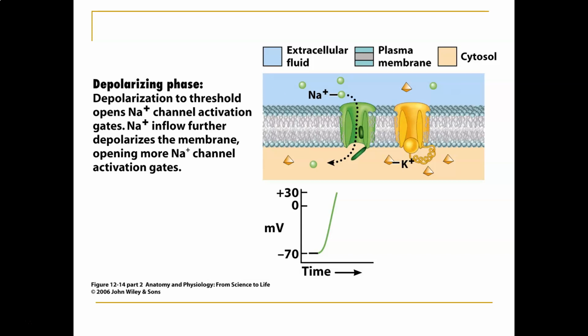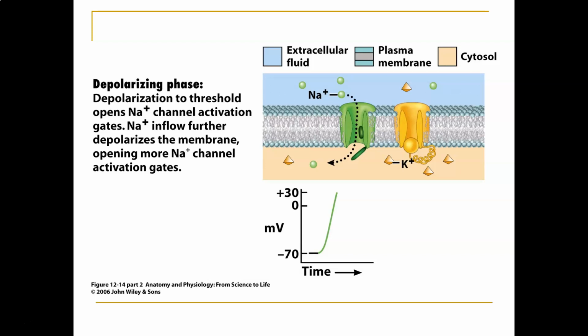Now, only the ones at the beginning of the axon open, not the ones way down at the other end. However, when this first group of gates open and positive charge comes in, it diffuses next door and opens the next group of sodium gates. And then that lets more sodium in, and then that opens the next group. So the action potential literally does move down the axon as these sodium gates flip open like dominoes.